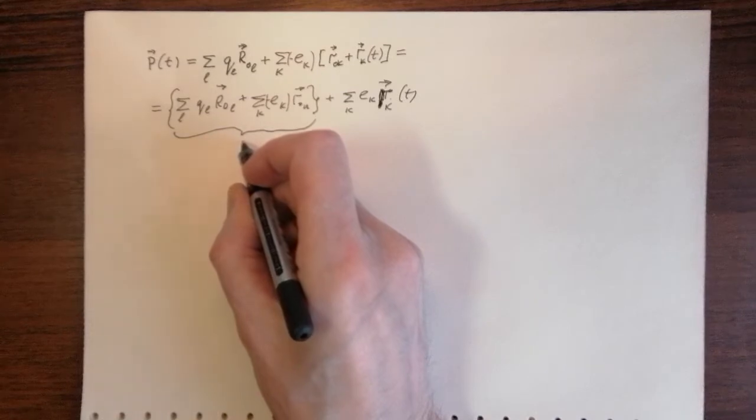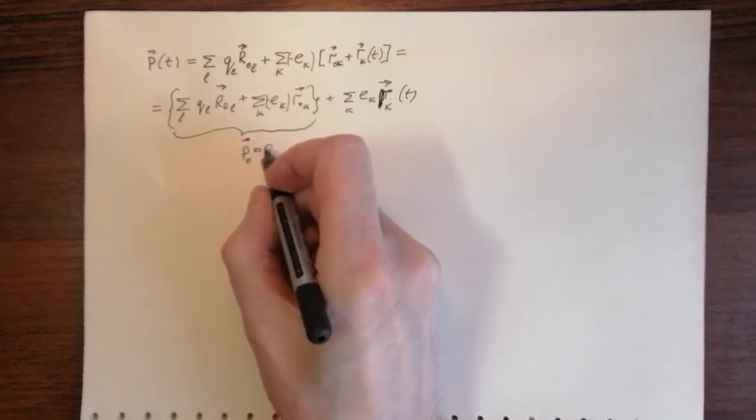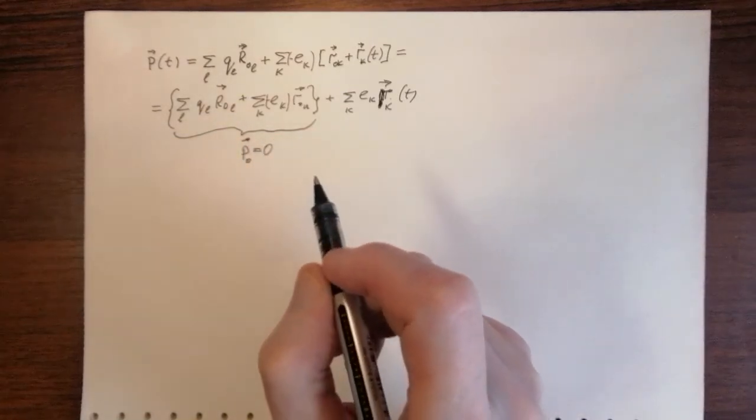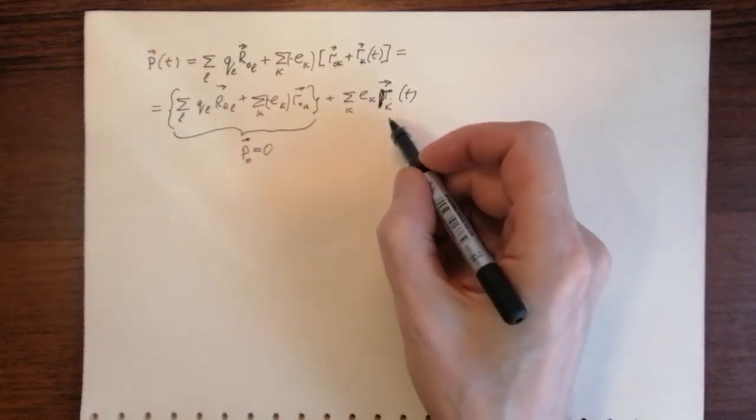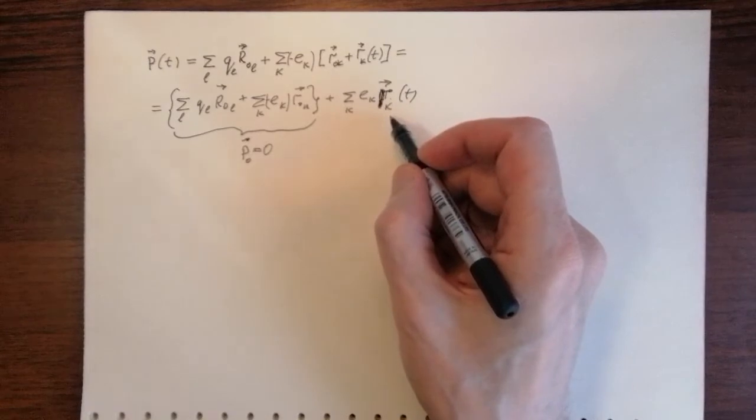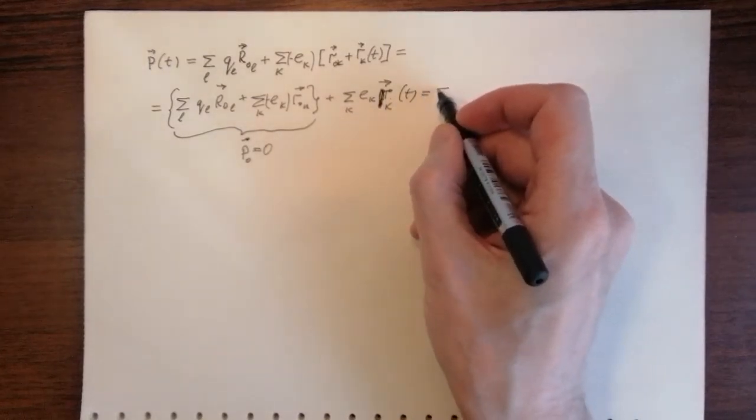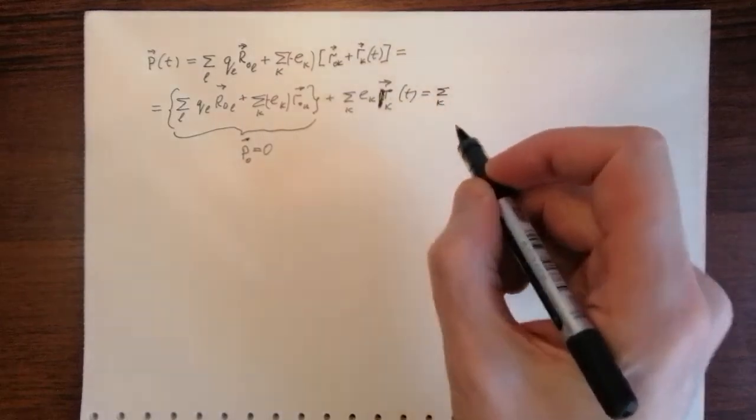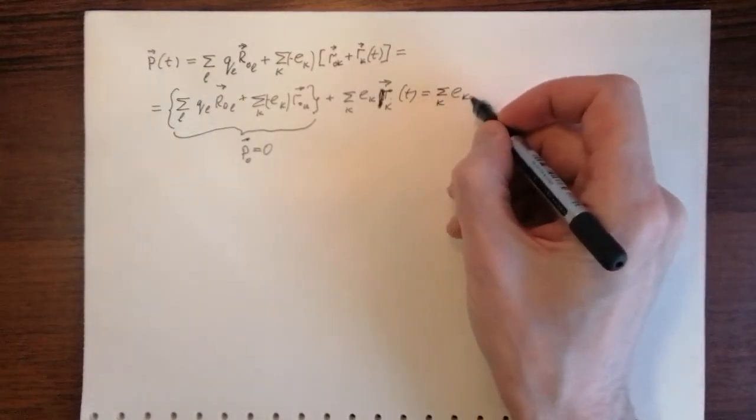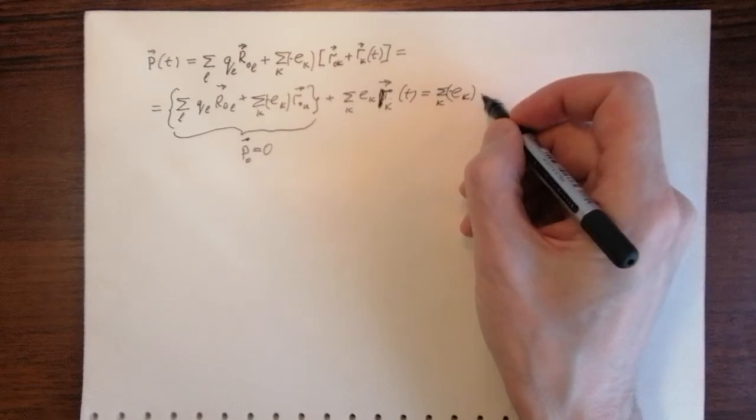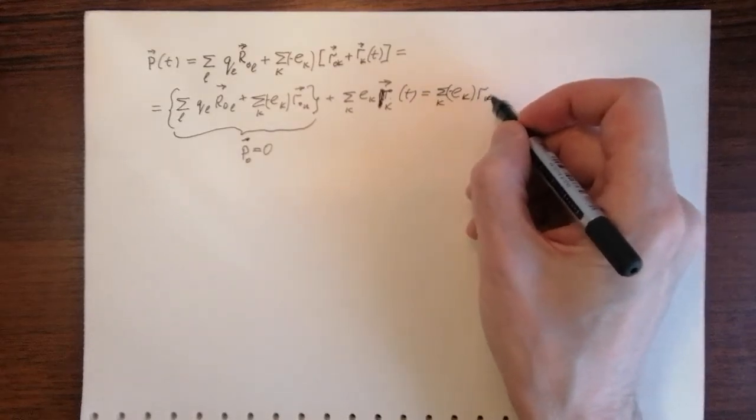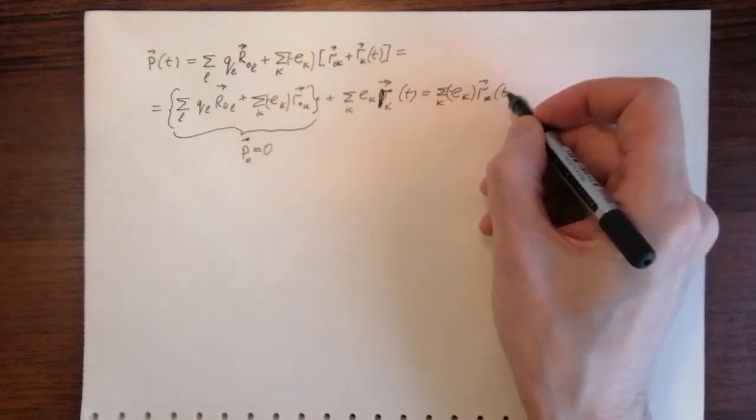So this dipole moment, this is p0, and it is 0. And this is the only term which produces this additional dipole moment, and it is equal to the sum on k of minus e_k R_k of t.